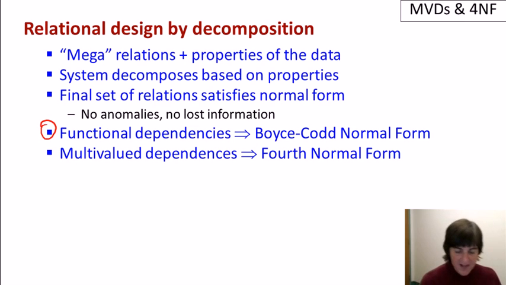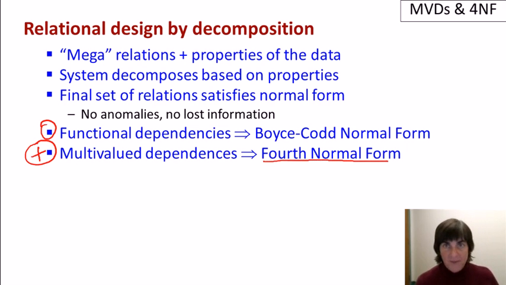When we have functional dependencies as our properties of the data, we get Boyce-Codd normal form, and then when we add to the functional dependencies multivalued dependencies, we get fourth normal form. And the specification of multivalued dependencies and the decomposition into fourth normal form is the topic of this video.